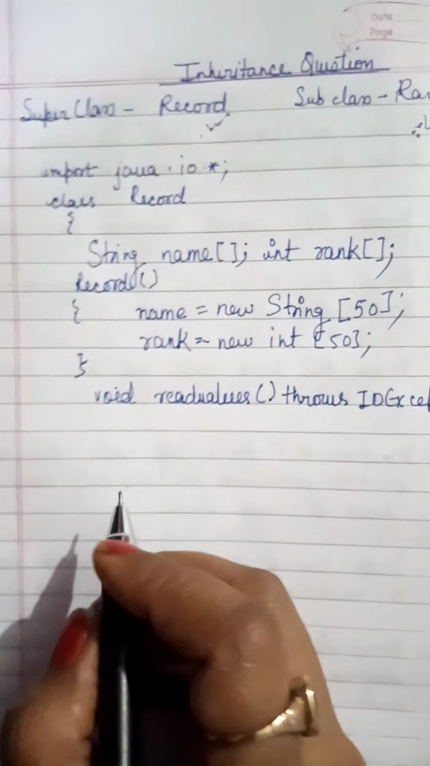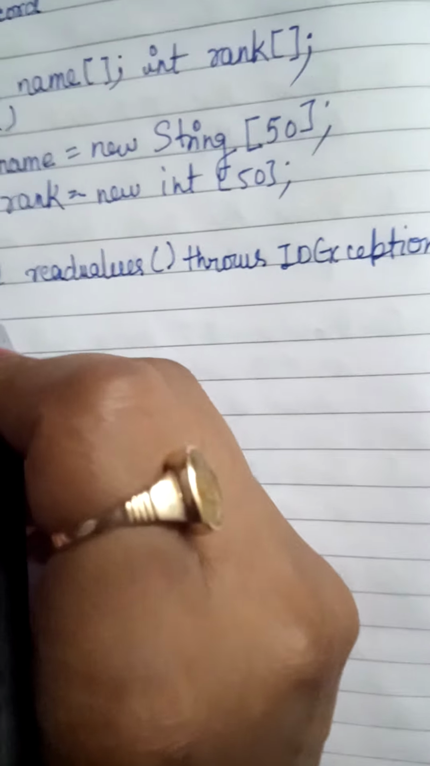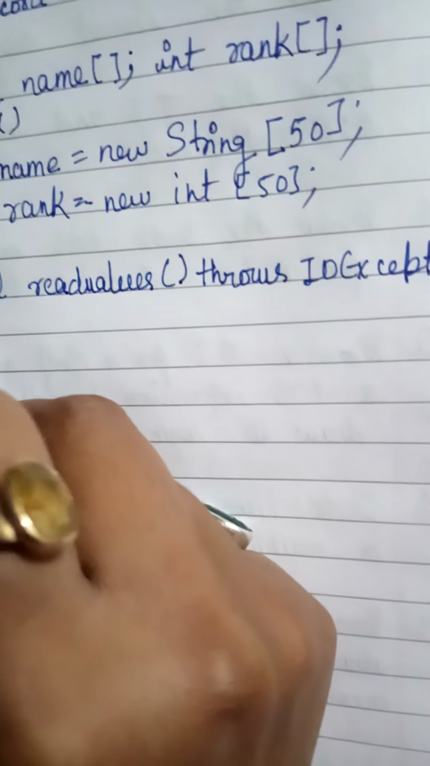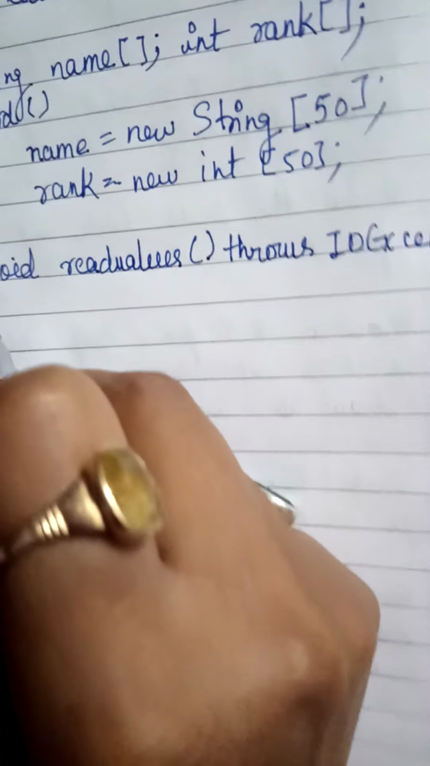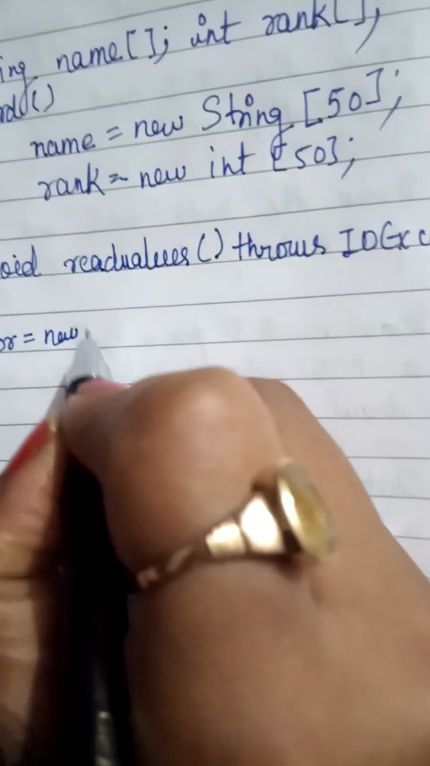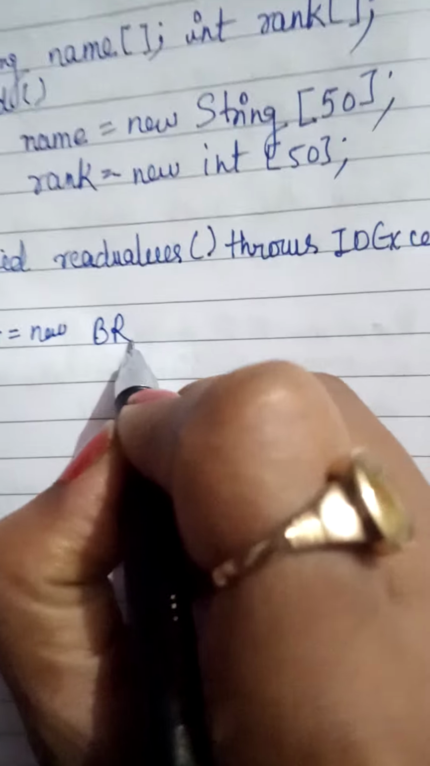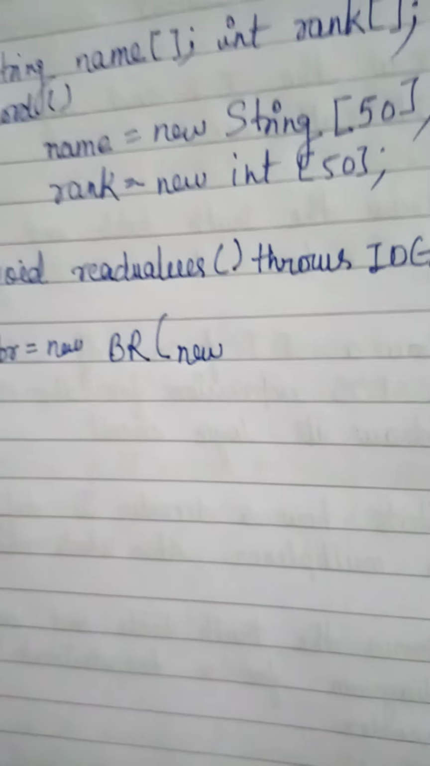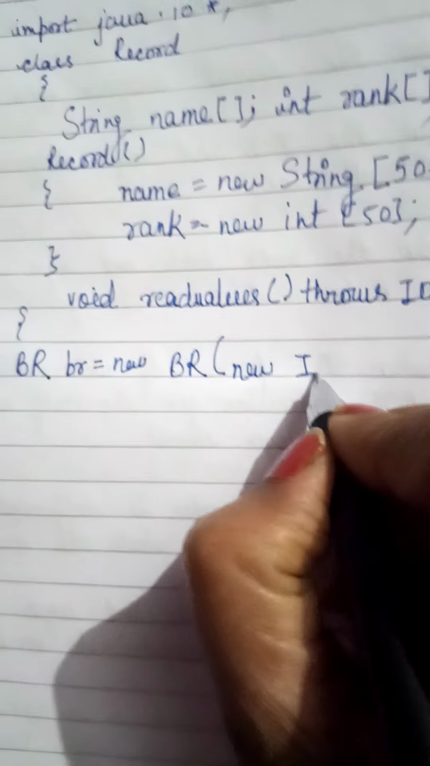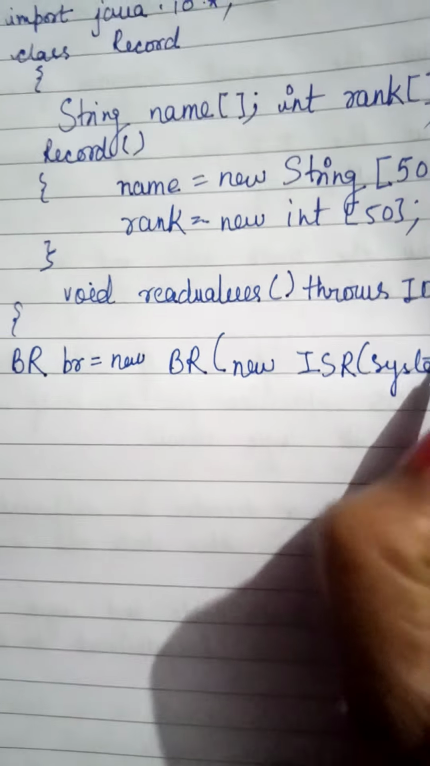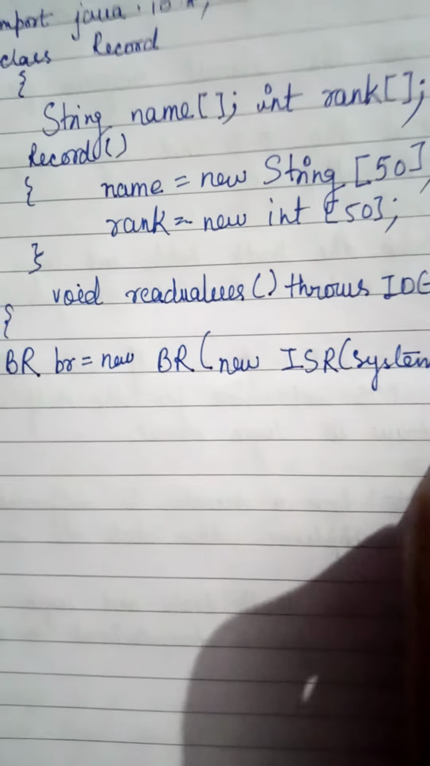Throws IOException. Then BufferedReader, in short I am writing br equals to new BufferedReader within bracket, object of InputStreamReader System.in. InputStreamReader within bracket System.in.